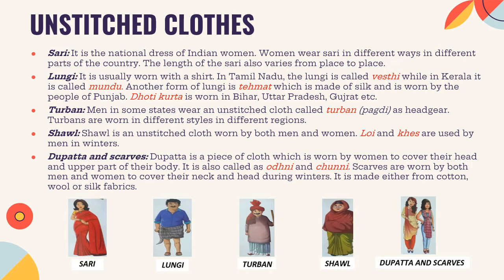Lungi. It is usually worn with a shirt. In Tamil Nadu, the lungi is called vesti, while in Kerala it is called mundu. Another part of lungi is tehmat, which is made of silk and is worn by the people of Punjab. Dhoti kurta is worn in Bihar, Uttar Pradesh, Gujarat, etc.